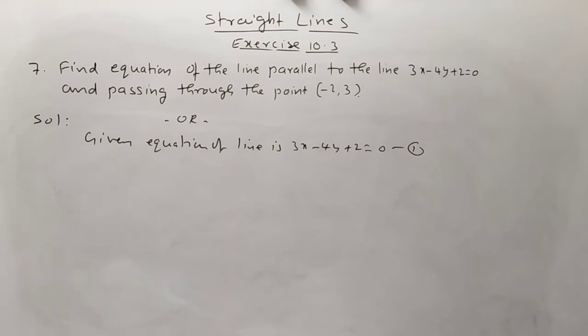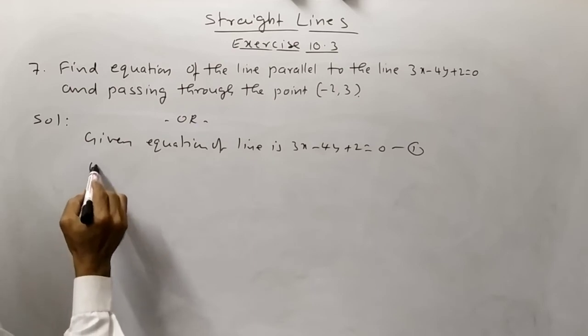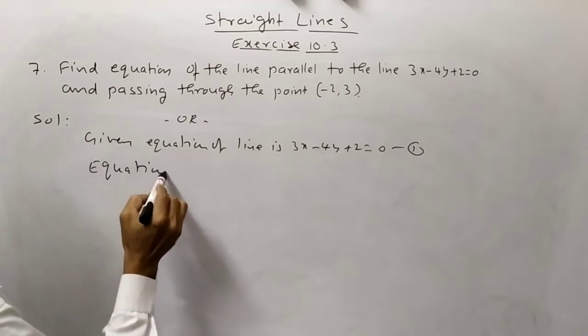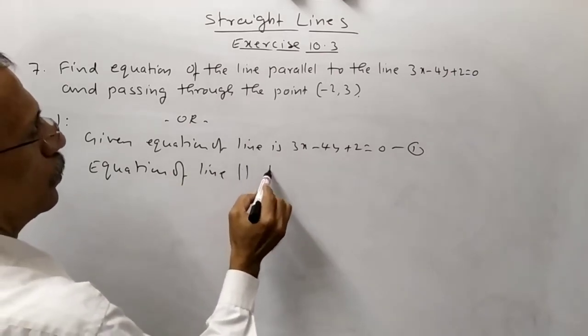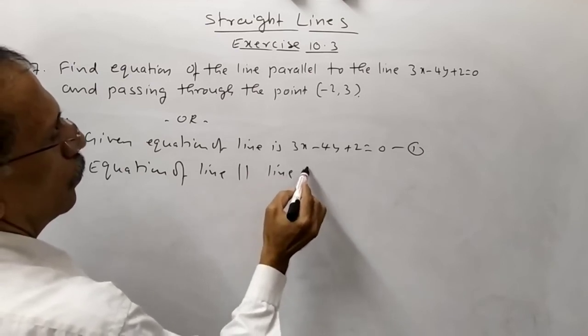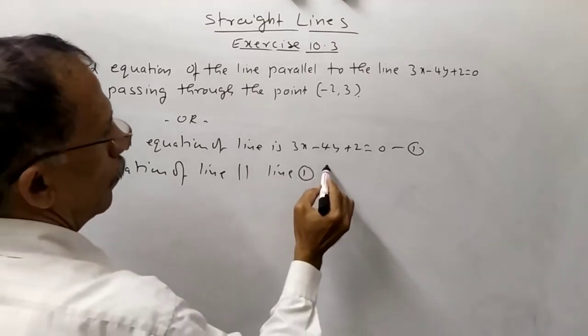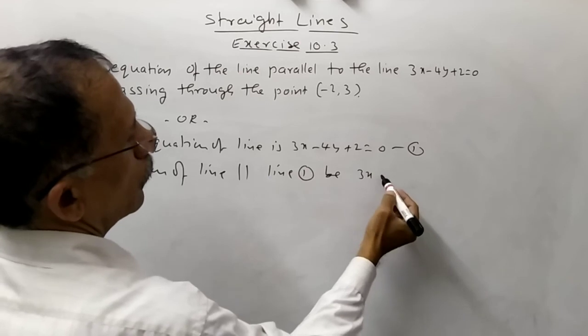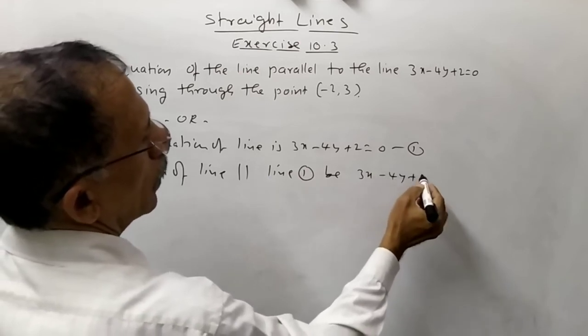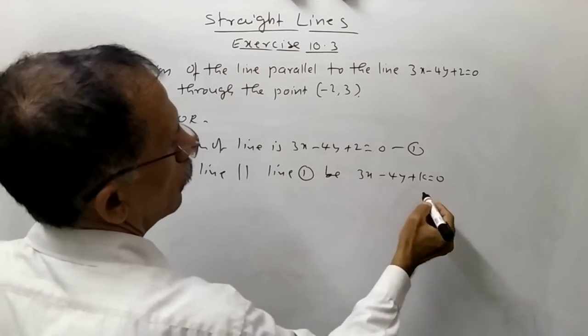As you know, when lines are parallel, you will not find any change in the coefficients of x and y. Only there will be change in constant terms. Therefore, equation of line parallel to line 1 be 3x minus 4y plus k is equal to 0, say number 2.